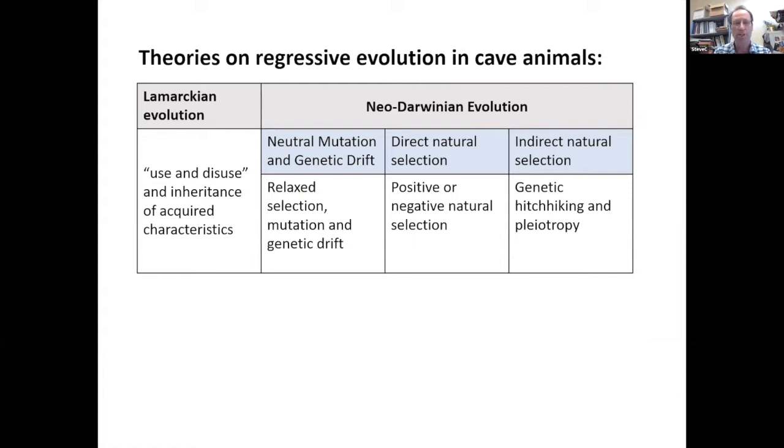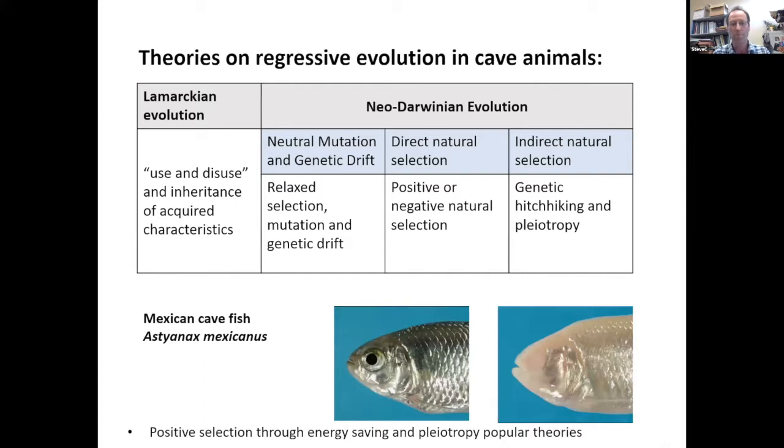And there are theories based on neutral mutation and genetic drift, direct natural selection, such as energy saving, indirect natural selection, such as, say, pleiotropy in particular genes, which might enhance some particular characteristic of a cave animal like taste and cause the loss of eyes. And it's really through some evo-devo studies of the Mexican cave fish, Astyanax mexicanus, that selection through energy saving or pleiotropy have become the popular theories in cave biology.